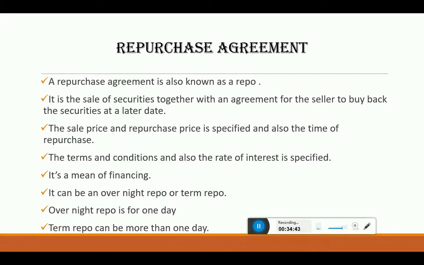All the terms and conditions, rate of interest, everything is mentioned. Basically, it's a means of financing. It can be an overnight repo or a term repo. Overnight means for one night, and term means more than one.